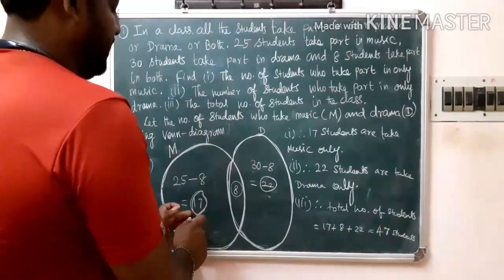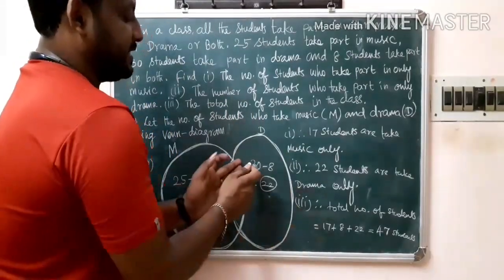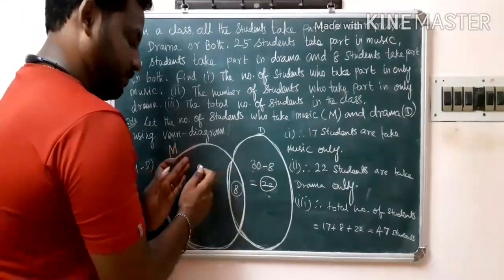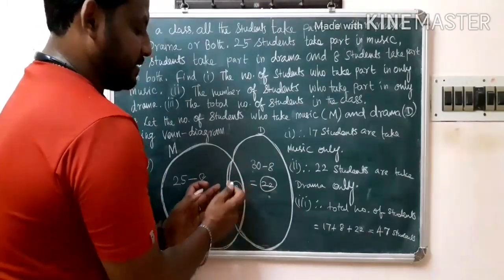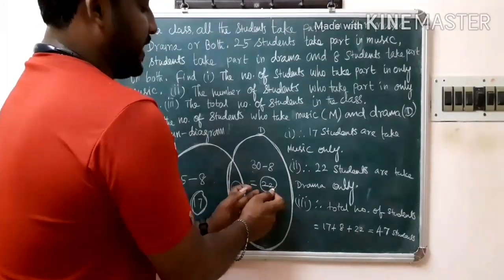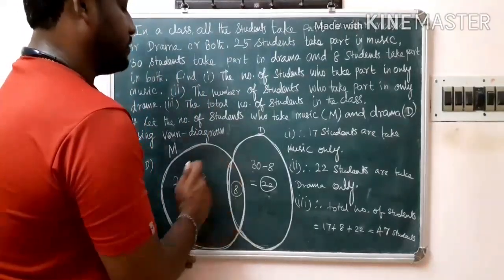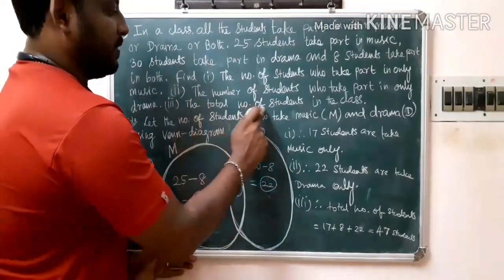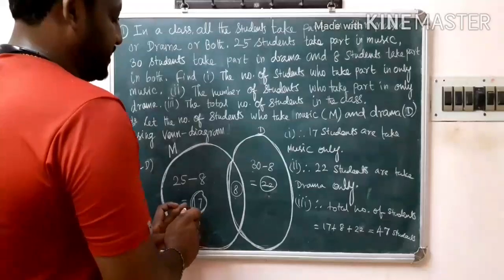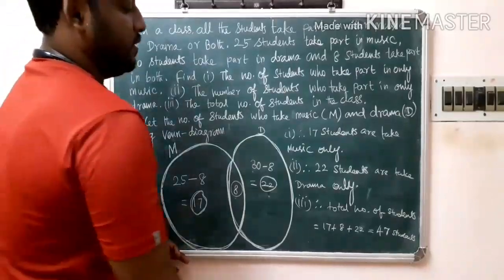Okay, and then we have to find out only drama. Here the whole set is contained as 30 students. Here also 8 students take both music and drama. So we have to subtract these 8 students. 30 minus 8 is equal to 22, which means 22 students take only drama. And then here 8 students take both drama and music. So for the total number of students, we have to add these 3 numbers. That means 17 plus 8 plus 22, which is equal to 47 students. Okay, clear?